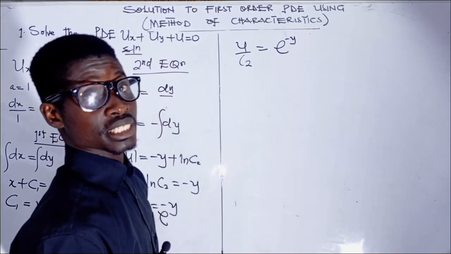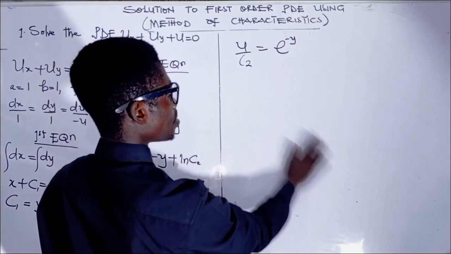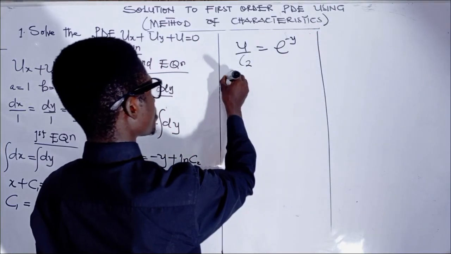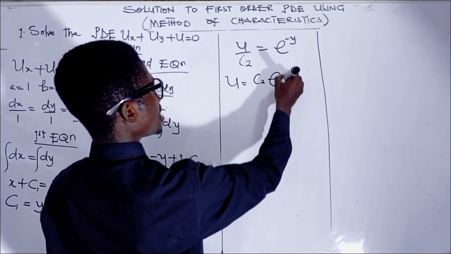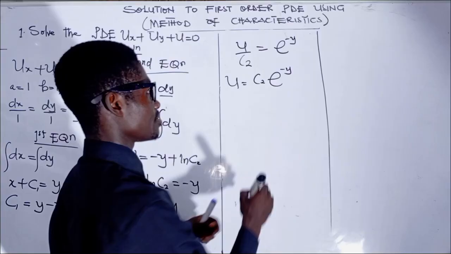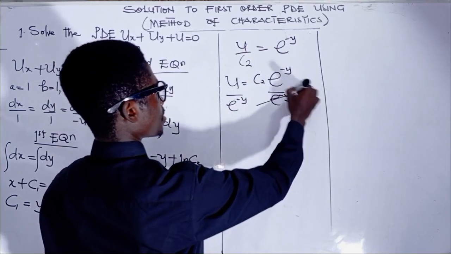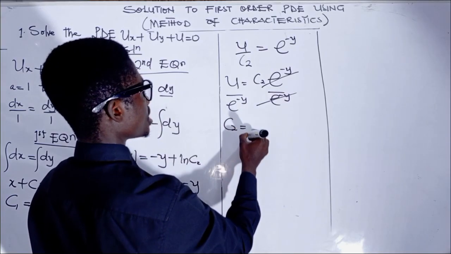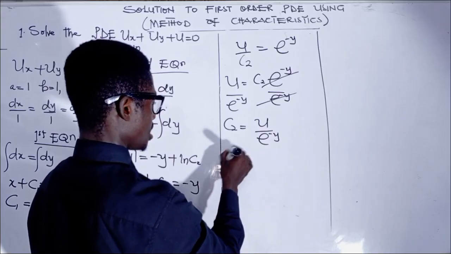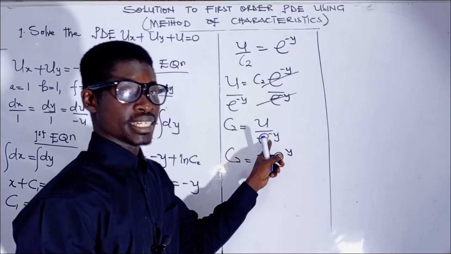Now from here, we want to make c2 the subject, right? So we are just going to do some cross multiplication, and then some small algebra. So we are going to have u is equal to c2 e exponent negative y. We are looking for c2, so let's divide both sides by e exponent negative y. This will cancel this. We have c2 is equal to u all over e exponent negative y, and we can write it as c2 is equal to u e exponent y in this form.